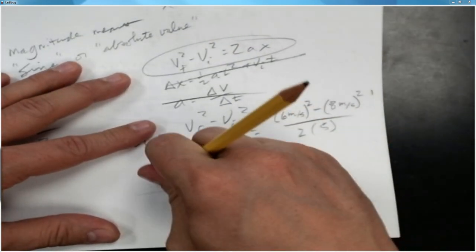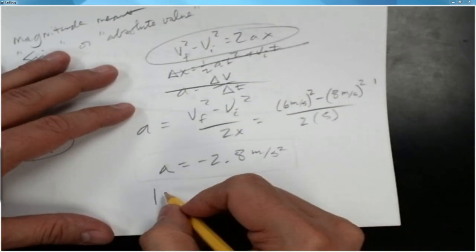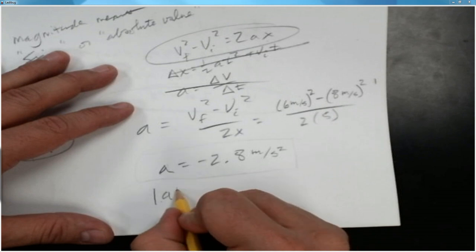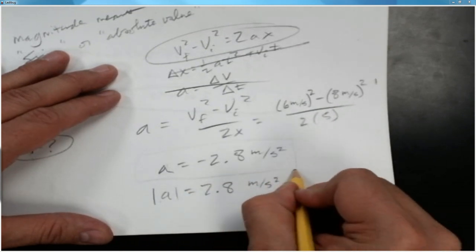Okay. This is A. So the absolute value, oh, there went my pencil. The absolute value of A is equal to 2.8 meters per second squared.